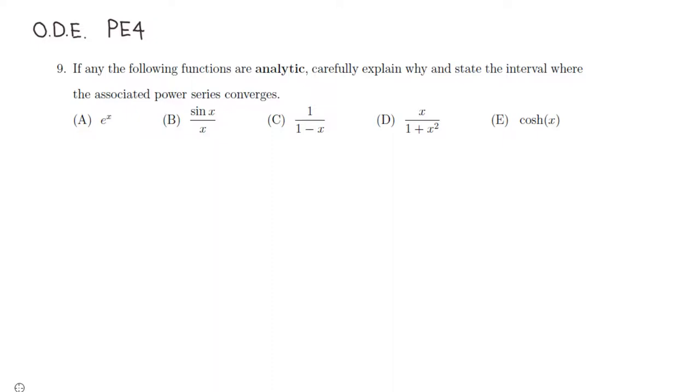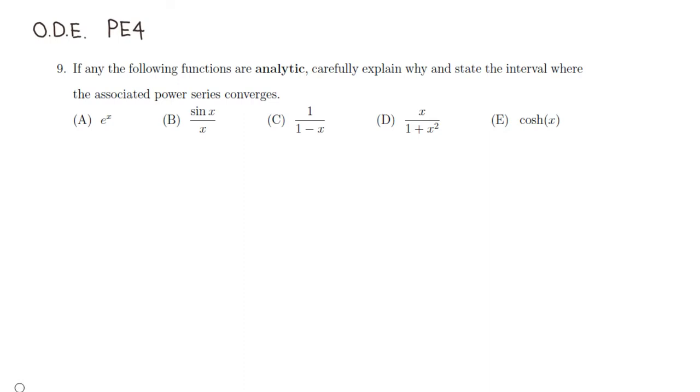All right, ODE practice exam 4, problem number 9. If any of the following functions are analytic at the origin, at x equals 0, carefully explain why and state the interval where the associated power series converges.